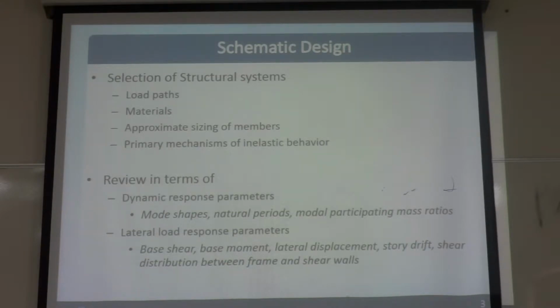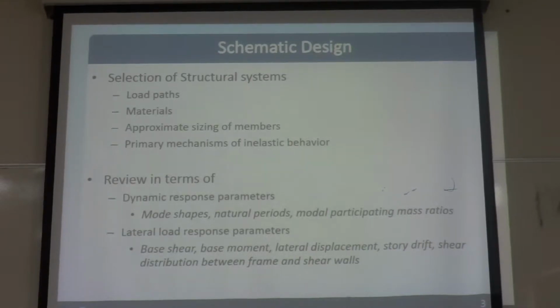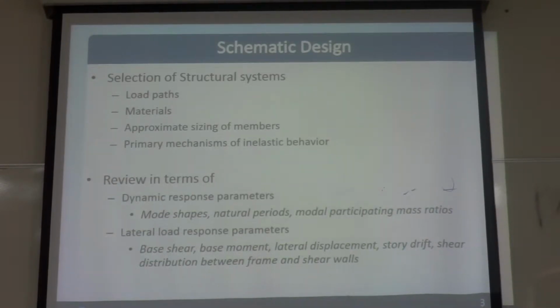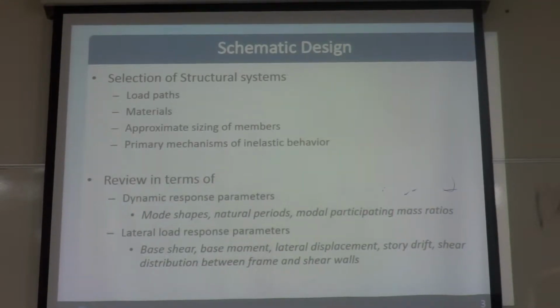So we have to increase the lateral stiffness of the building by adding more shear walls, or increasing the length of the wall, or maybe increasing the size of the moment frame. Those things we have to adjust at the preliminary design stage. And also we have to check the mode shapes of the building.